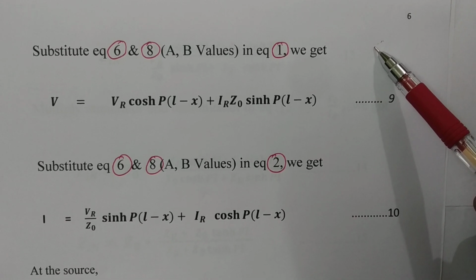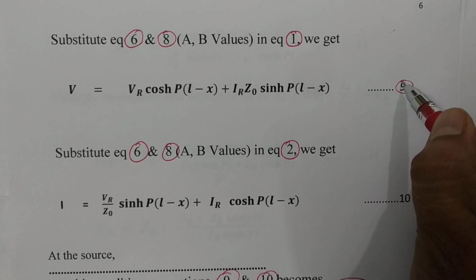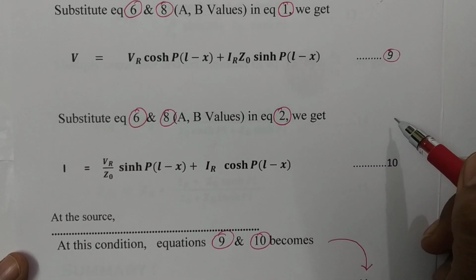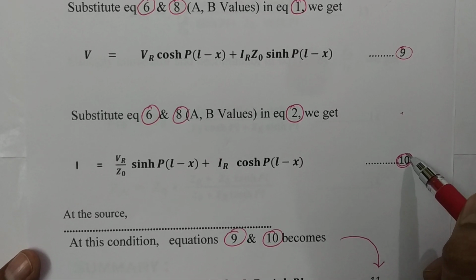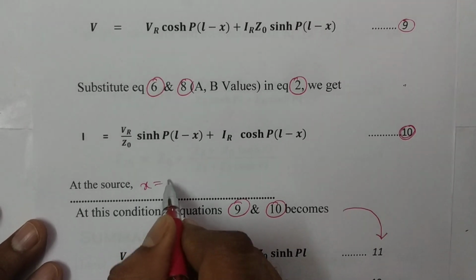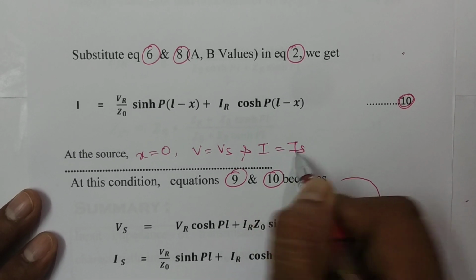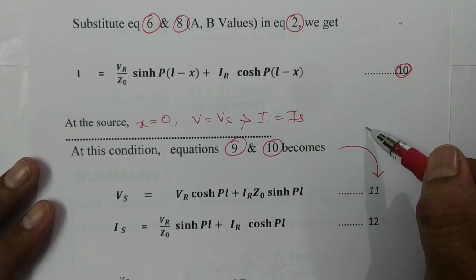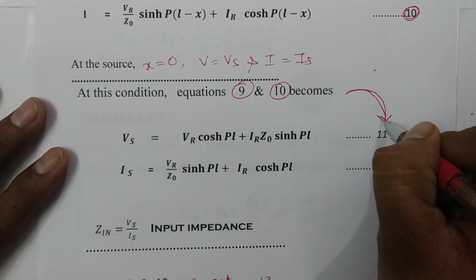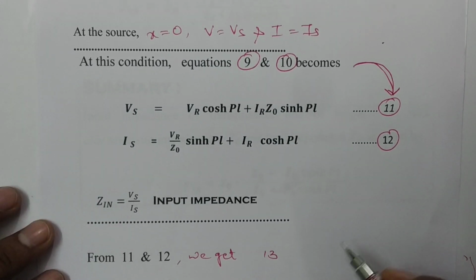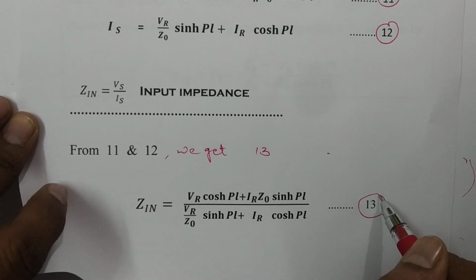Substitute equations 6 and 8 in 1, we get equation 9. Substitute 6 and 8 in equation 2, we get equation 10. At the source, X equal to 0, V is equal to Vs and I is equal to Is. At this condition, equations 9 and 10 become equations 11 and 12. From 11 and 12, we get equation 13.